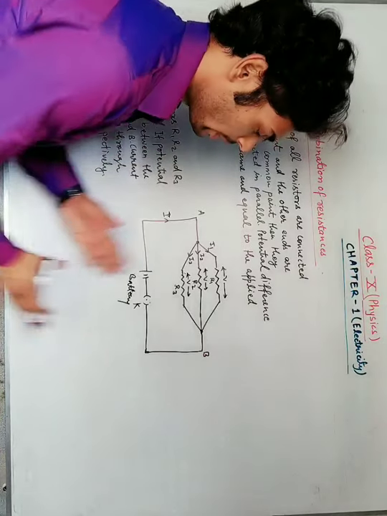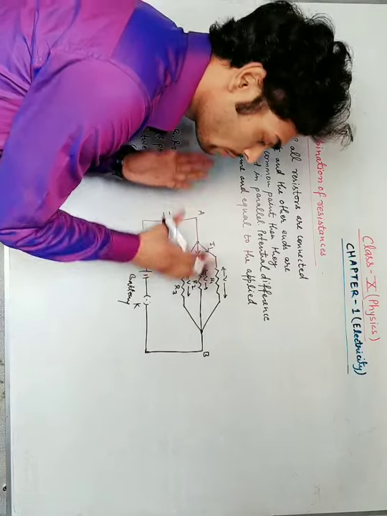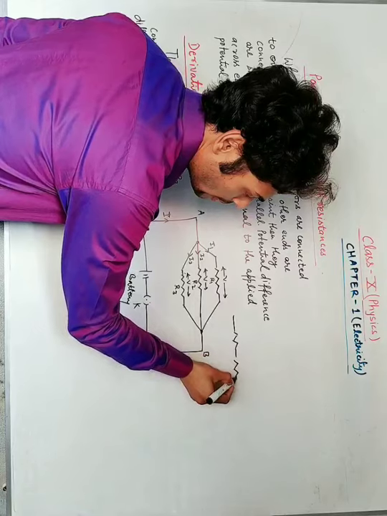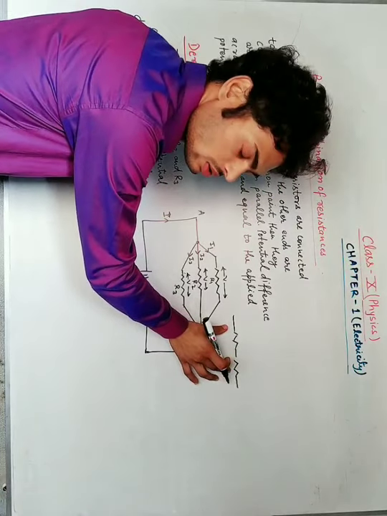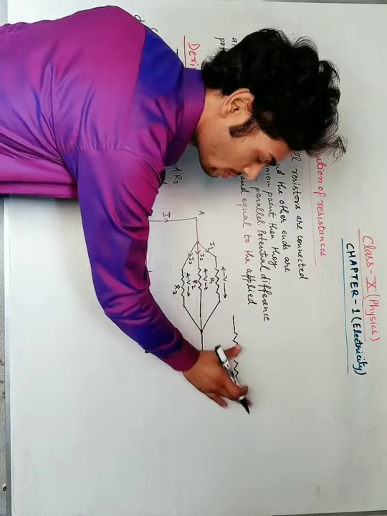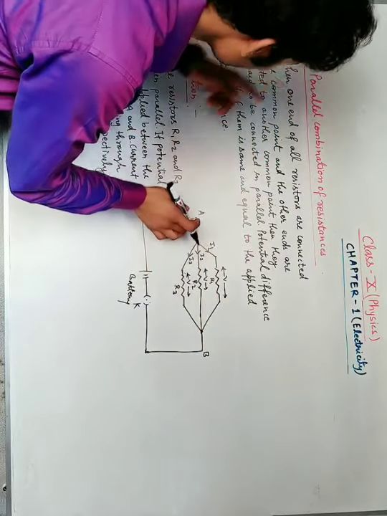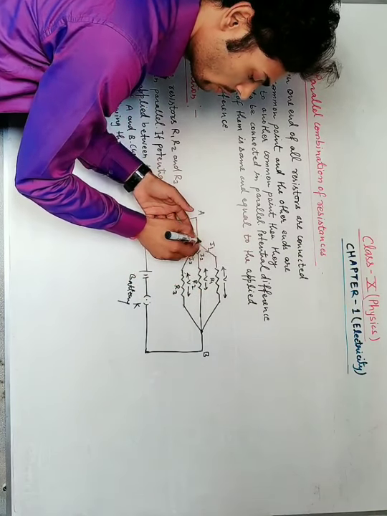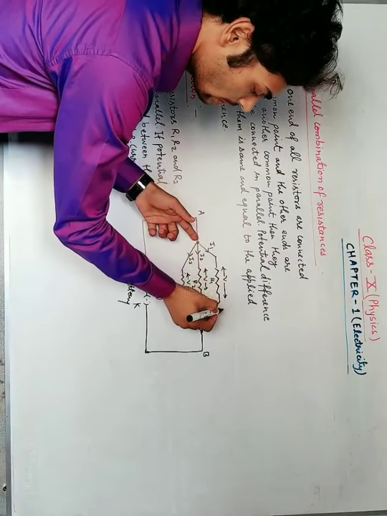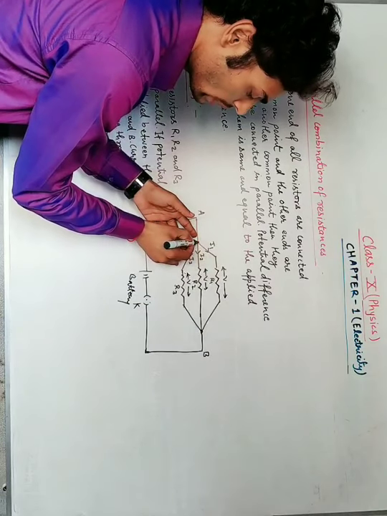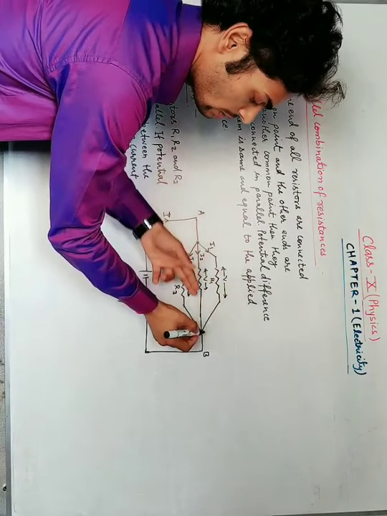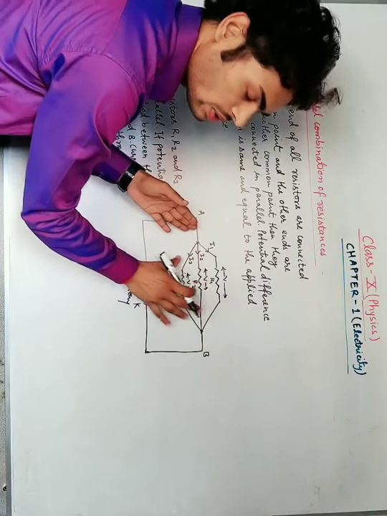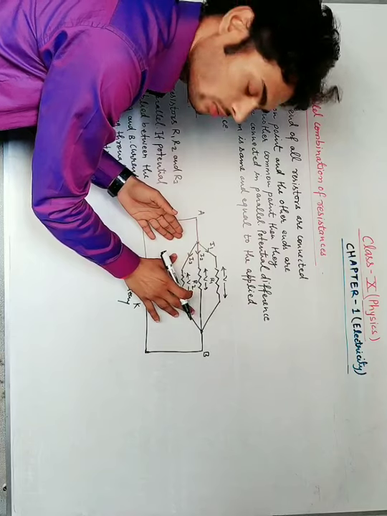Let us discuss parallel combination of resistors. All of you know that when resistors are connected end to end, this type of connection is called series combination of resistors. But when one end of all the resistors, here R1, R2, R3, is connected to one common point and the other end of all the resistors is connected to another common point, this type of connection is called parallel combination of resistors.